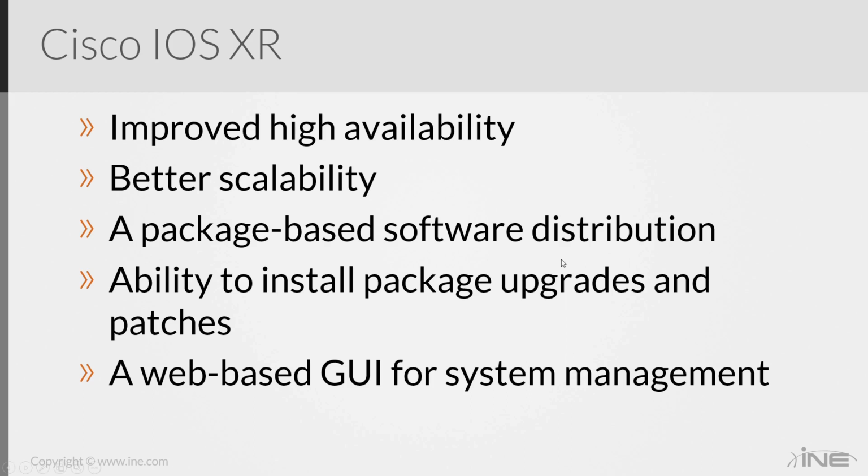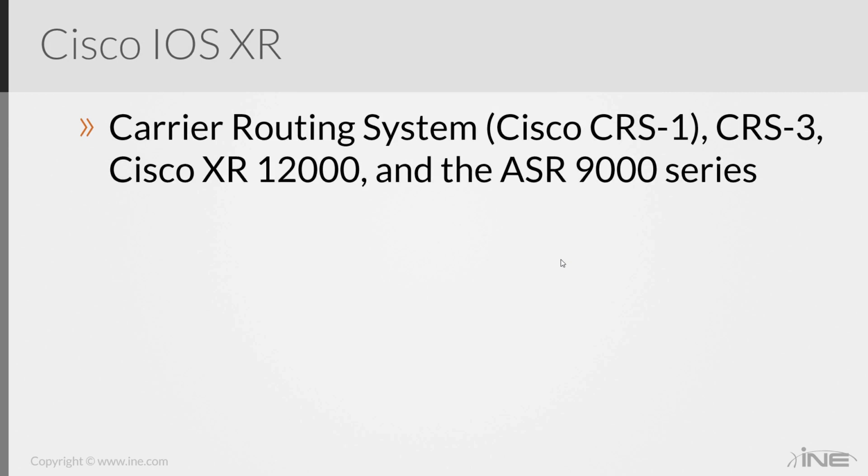So what are the different platform options that we have? Well, you really only have three. You have the CRS 1 and 3, you have the XR 12000, which might be the GSR platform. I've never actually touched that one. And then we have the ASR 9K. Not to be confused with the Nexus 9K that is typically referred to in the ACI world for software-defined networking.